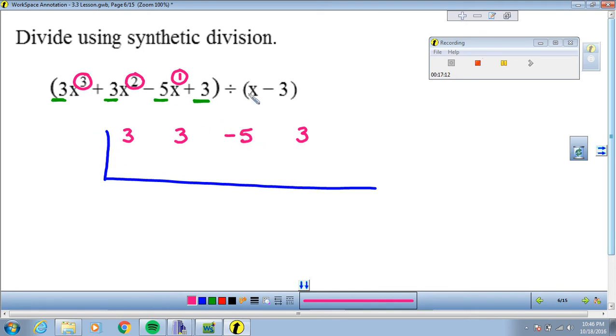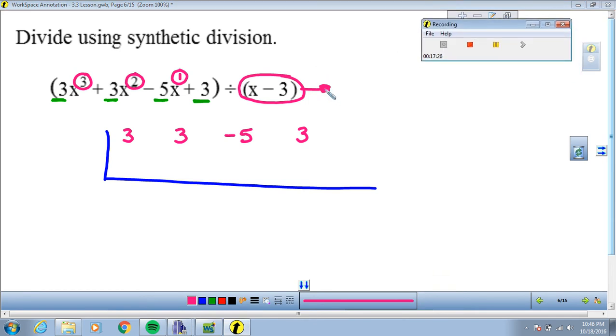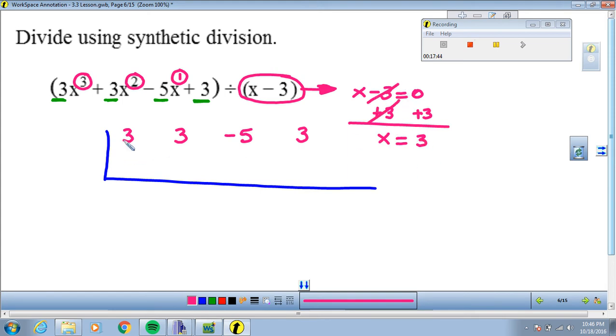Now on the outside, what are you going to put? Remember, in synthetic division, you're not going to be using the variables when you're doing the division. I mean, to set up the division, no. So you set x minus 3 equal to 0. You add 3 to both sides. So x equals 3, so you put a 3 here.